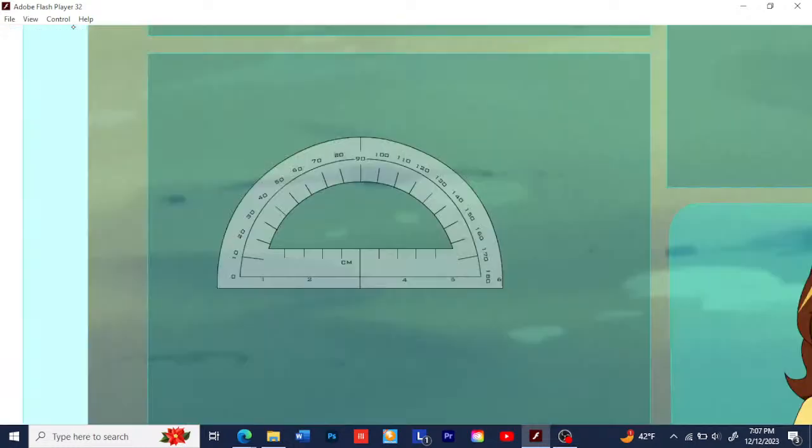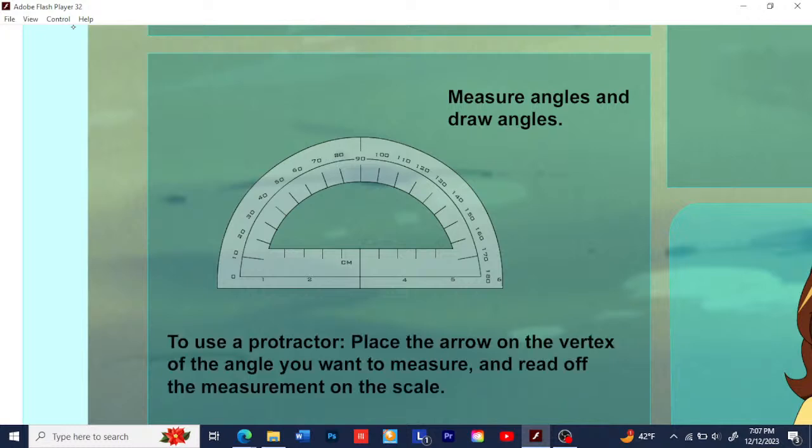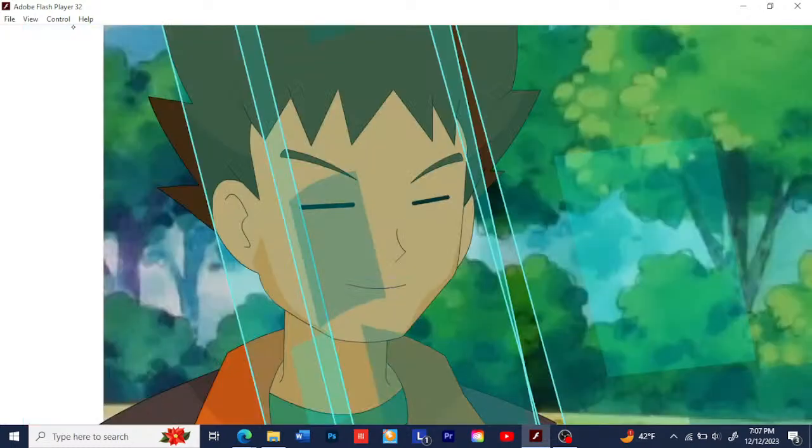Pika! Now you can see how the protractor helps. You can use it to measure angles and to draw angles. To use a protractor, place the arrow on the corner, the vertex, of the angle you want to measure and read off the measurement on the scale in degrees. This angle measures 100 degrees!